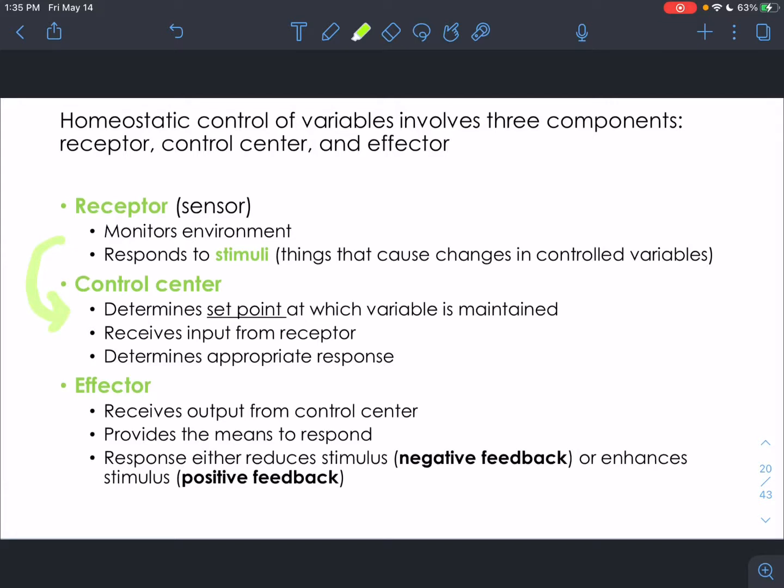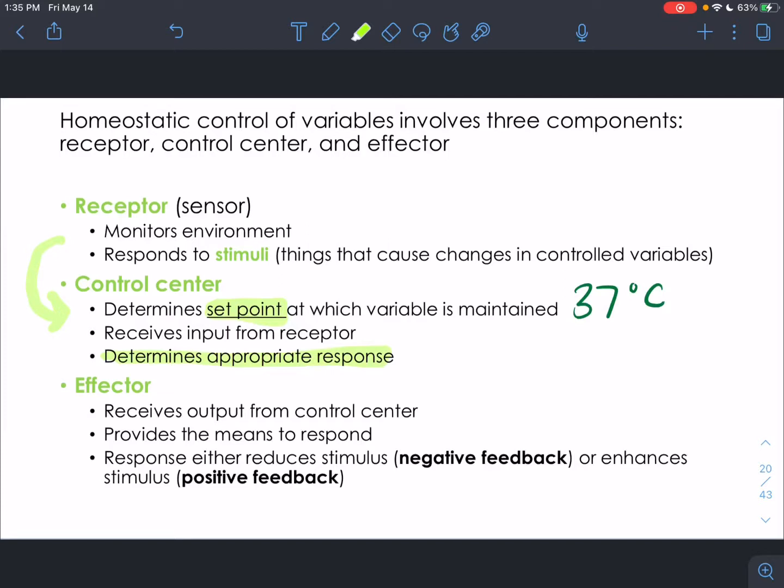And if your body is too hot or too cold, it's going to send that information to the control center. Your control center determines a set point at which the variable is maintained. So for example, your body temperature, like I talked about before, the set point for that is 37 degrees Celsius, right? So your receptor senses your body temperature, sends the information to your control center. And your control center not only determines the set point, but it's going to determine an appropriate response. So if it gets sent information that your body temperature is too low, it's going to determine what your body needs to do to raise that temperature back up.